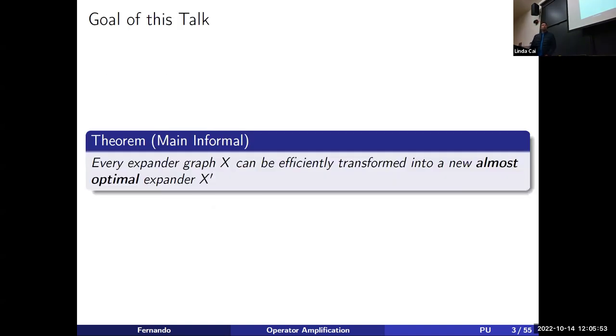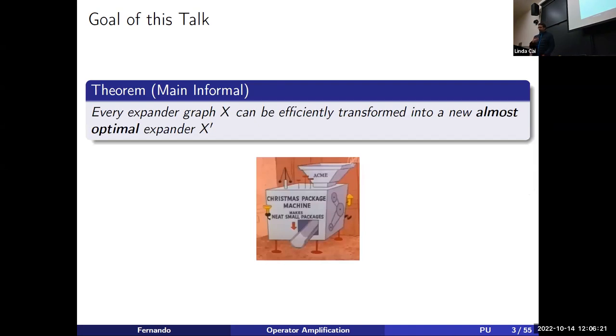And very informally, our main result is the following. Any expander graph X can be transformed to an almost optimal expander. And we need to dissect what we mean by almost optimal in this context. Whenever you talk about expander graphs, you typically need to talk about a family of expanders, but for simplicity, let's think that we have an expander and we're making it almost optimal. So that's the main goal of the talk, to describe this result.